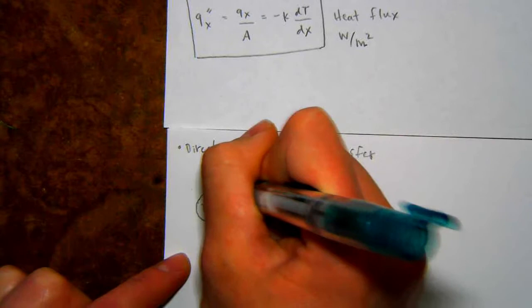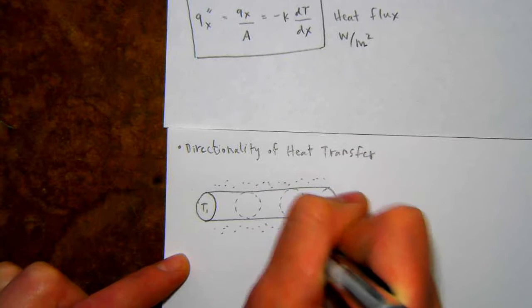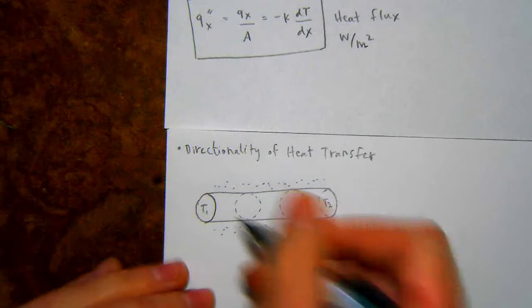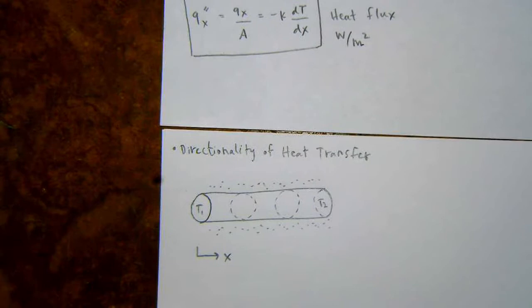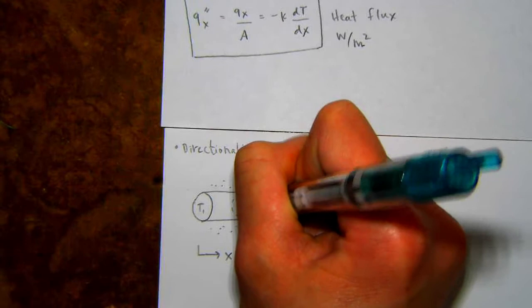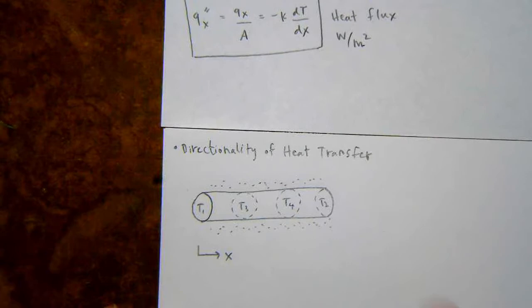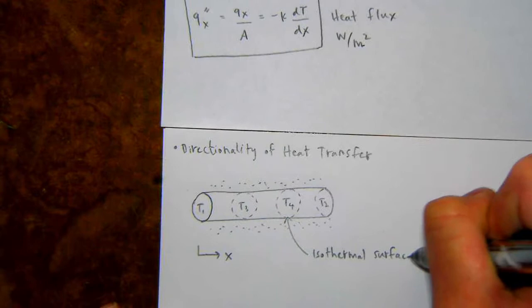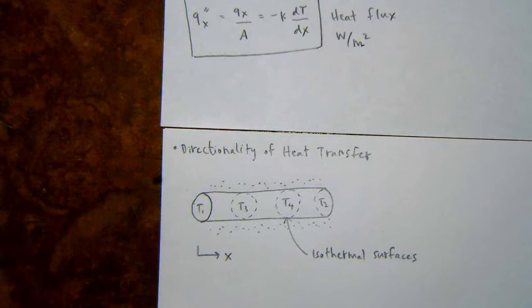And if the lateral surfaces are insulated, then this system is going to be basically axisymmetric. So you're only going to have a variation in heat in the x direction. So let's say we have some different temperatures, T3 and T4. And all of these surfaces are known as isothermal surfaces. So basically, the temperature is constant along that surface, or on the entire surface, rather. And so heat flow is always perpendicular to an isothermal surface.